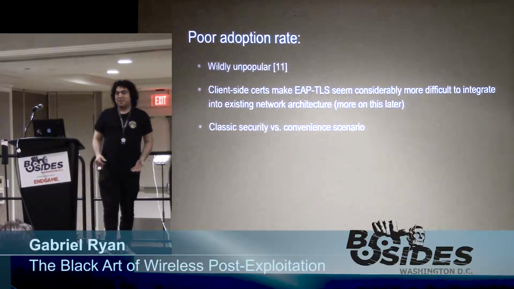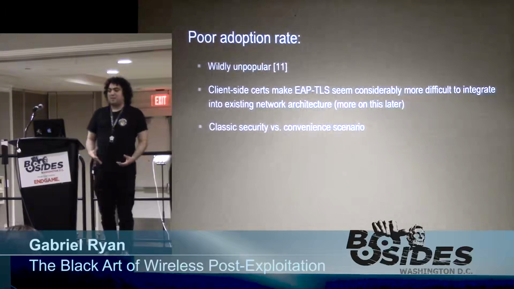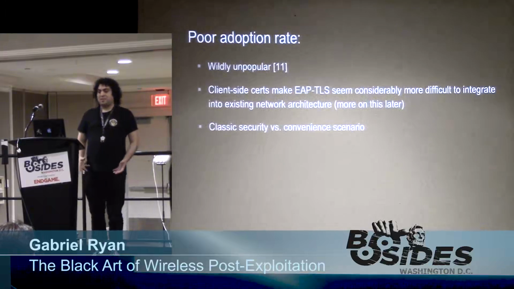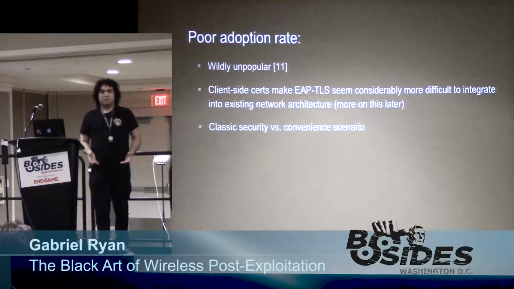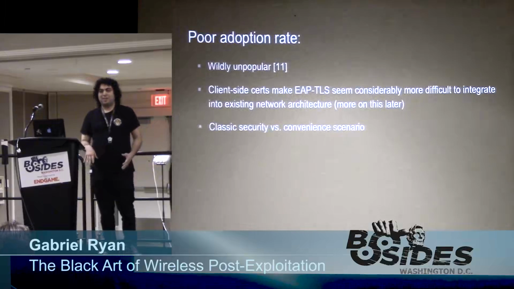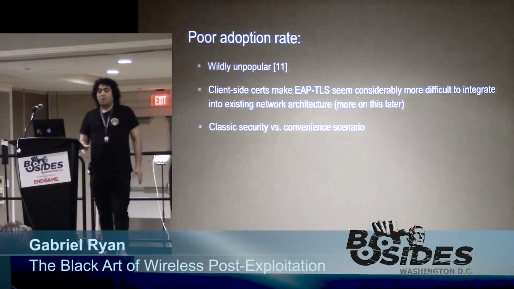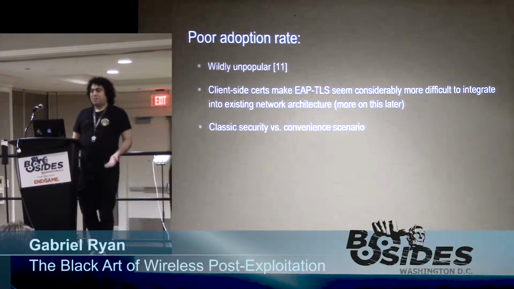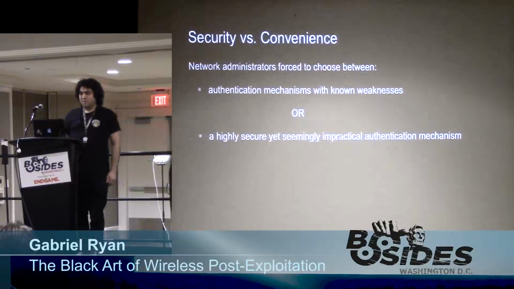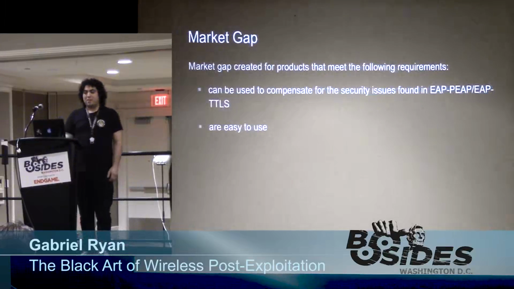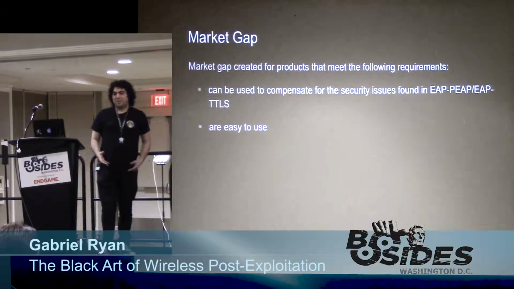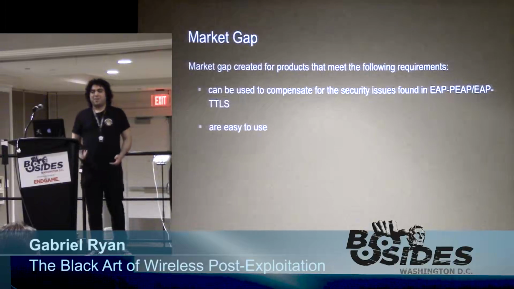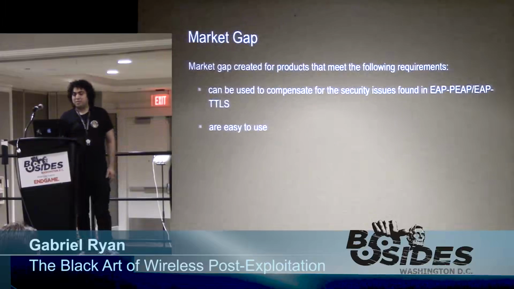from the perspective of a network administrator, the difficulty is that EAP-TLS can be really difficult to implement. You have to have an internal CA that you set up. You have to have a certificate placed on every single device that you want to be able to connect to your network. And all of this essentially creates a classic security versus convenience scenario where you're forced to choose between an authentication mechanism that's very, very difficult to implement, or use a very insecure authentication mechanism in the form of EAP-PEAP. This creates a market gap for products that can be used to compensate for the security issues found in EAP-PEAP, but are also easy to deploy and easy to use.